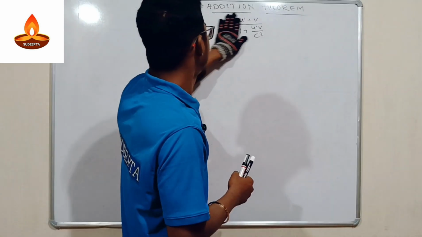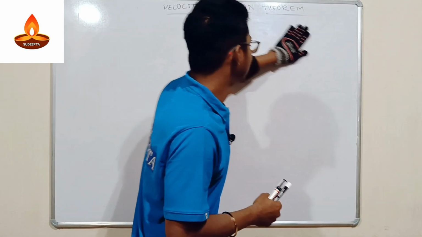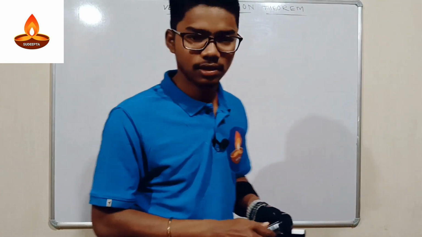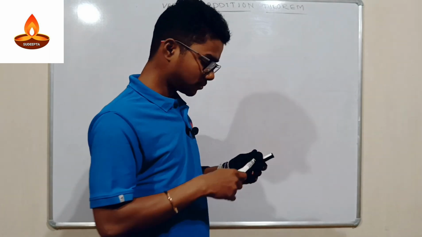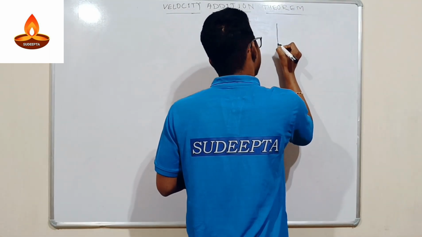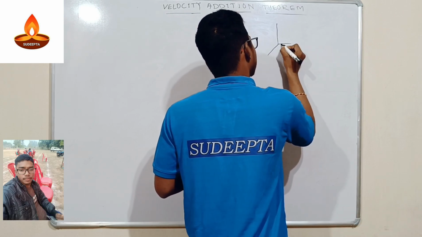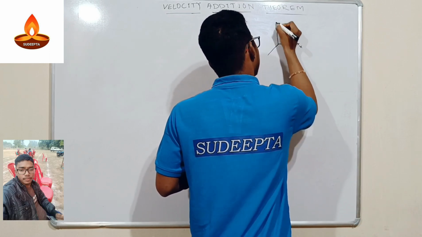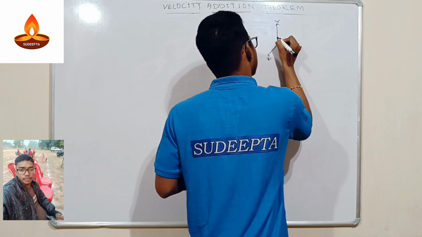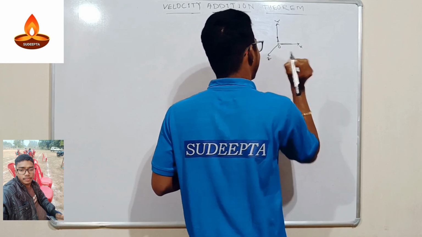Before this we have to derive it. So before deriving this, we have to take into consideration what we considered in the previous video, that there are two frames. There is an S frame and there is an S dash frame. This is the S frame, with the X, Y axis and the Z axis. Here the observer is Sudipta. He is sitting here, in the stationary frame.